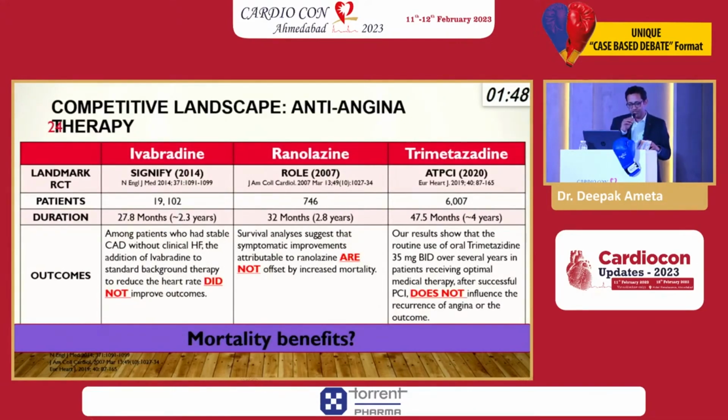First, ivabradine: in all the trials, they have never mentioned that mortality has improved with ivabradine. Ranolazine, yes, symptomatic benefit was there in the study, but the mortality was the same. It was neither increased nor improved. And trimetazidine, overall the symptomatic status was improved, but there was no change in the outcomes. So there were no mortality benefits with either of the drugs.